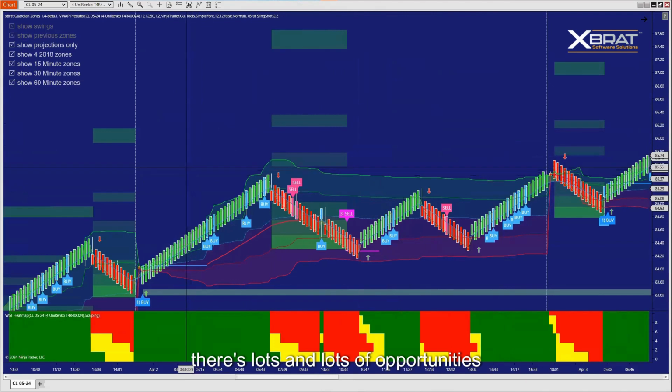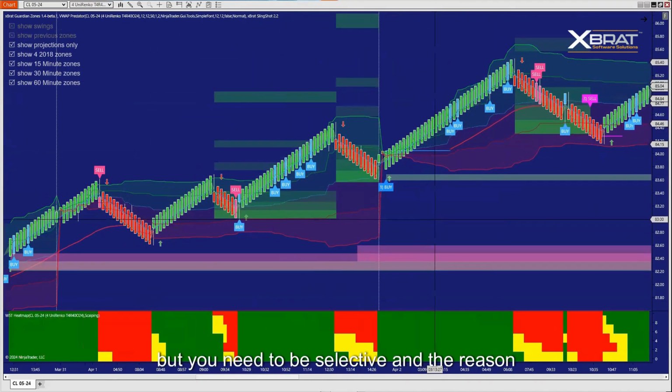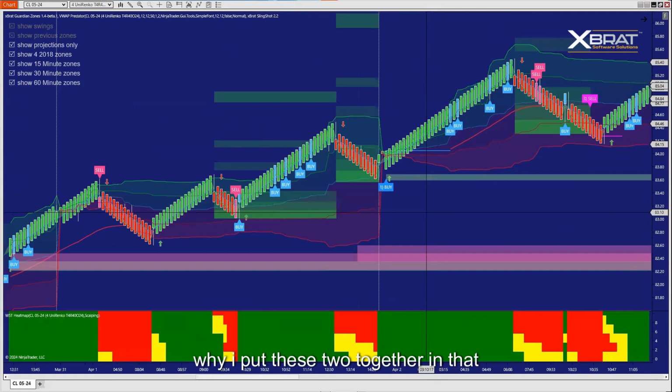There's lots and lots of opportunities, but you need to be selective. And the reason why I put these two together in that particular video is that it's about being selective. This is two strategies together, Slingshot and VWAP Predator. We've got the Guardian zones on there to help look for that fresh air, understand where that support and resistance zones are. And then we've got the bias depth heat map for those confirmations.